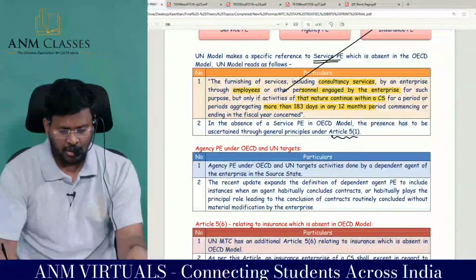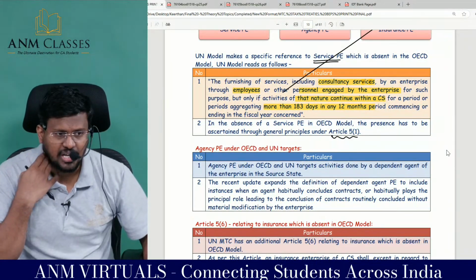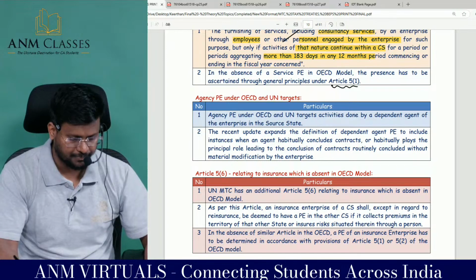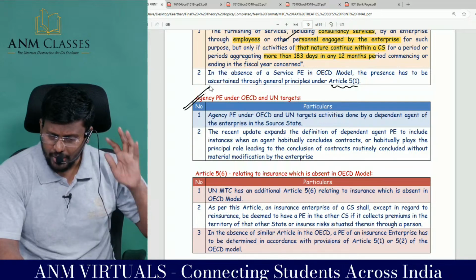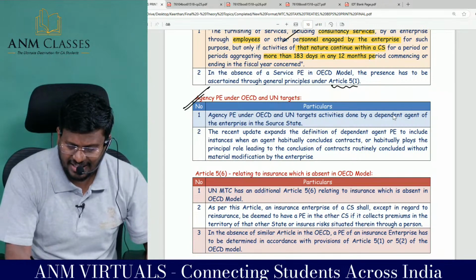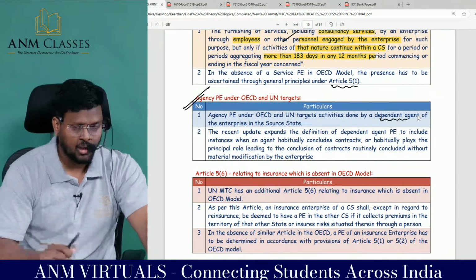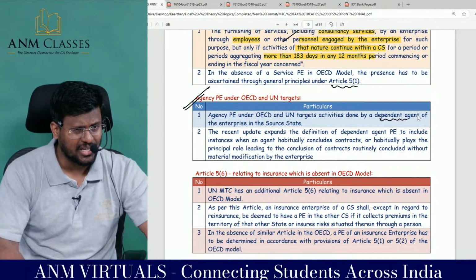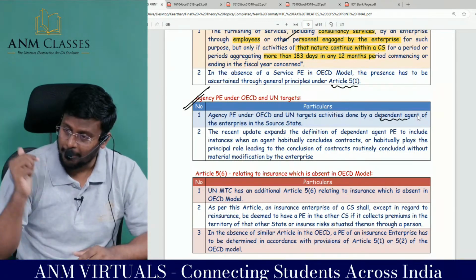Comfortable, sir? So in the OECD model, there is no service PE at all. So you have to calculate as per the general provision, the normal provision as per article number 5(1). Now they are going to talk about the next type of PE, called agency PE, under the OECD model and the UN model. Agency PE under the OECD model and UN model targets activity done by an agent of an enterprise in the other state. For example, one entity is situated outside India, their agent is situated in India, and we are going to say that you have a permanent establishment in India.